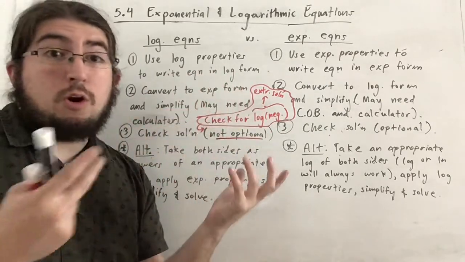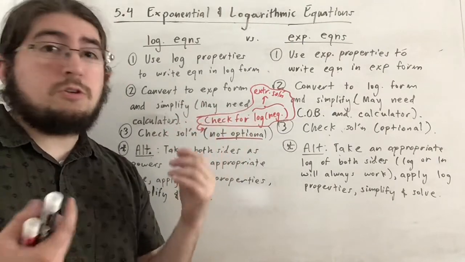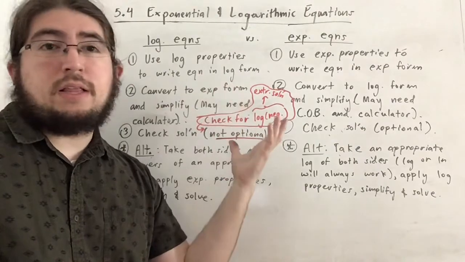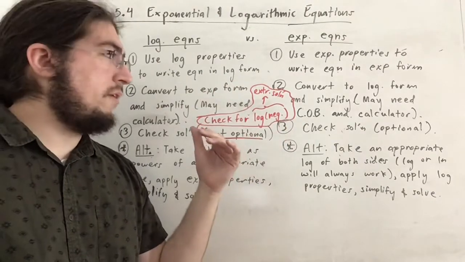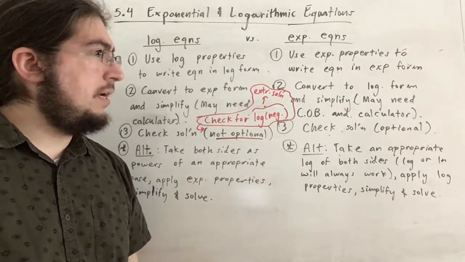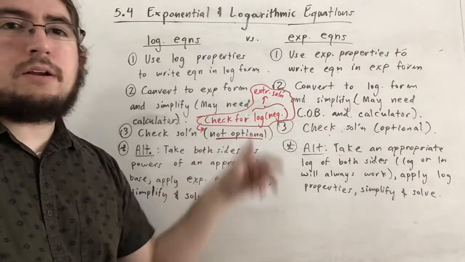and you don't know what log base 4 of 5 is because it's not an integer. You can use your calculator with change of base, write it as ln of 5 over ln of 4, or log of 5 over log of 4, whatever you choose. Then you can approximate and divide to solve for x. And finally, step 3 here, you can check your solution.